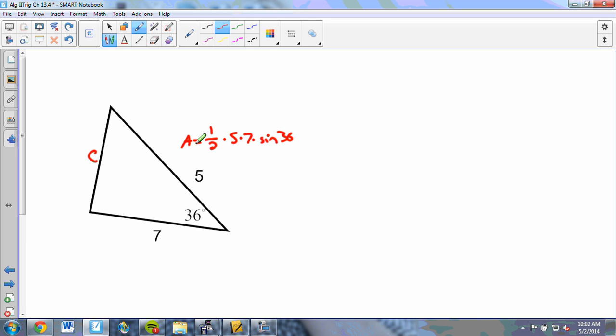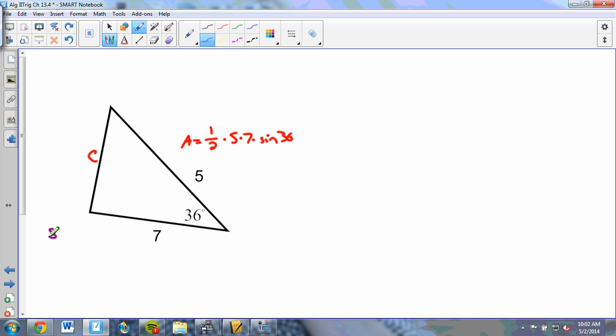Cosine 36 equals c over 7, because that's the hypotenuse. Oh, it's not a right triangle. We can't use trig because it's not a right triangle. Yeah? Sure, law of sines. Set that up for me.